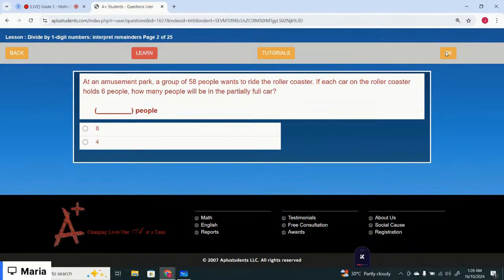At an amusement park, a group of 58 people wants to ride the roller coaster. If each car on the roller coaster holds 6 people, how many people will be in the partially full car? Which is the correct option?